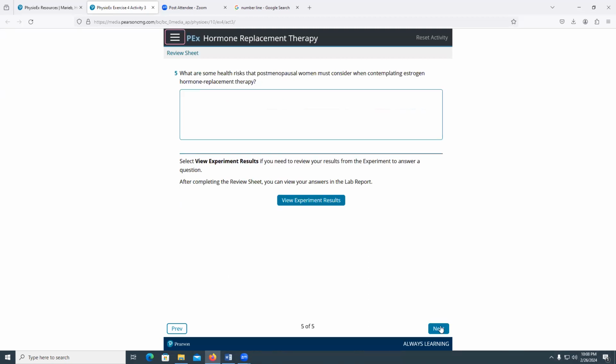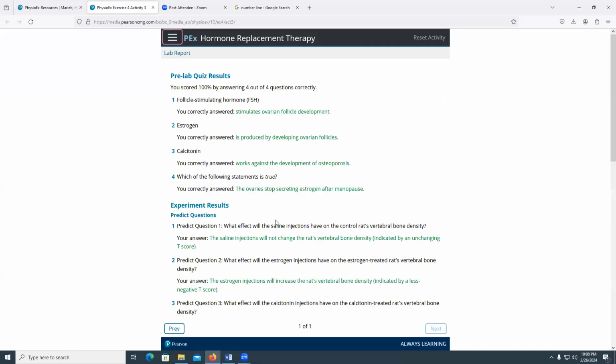What are some health risks that postmenopausal women who underwent menopause must consider when contemplating estrogen? So you know, estrogen is very dangerous with cancer. It increases uterine cancer, overstimulation of these estrogen receptors, also breast cancer and blood clots. And that will conclude everything for us.